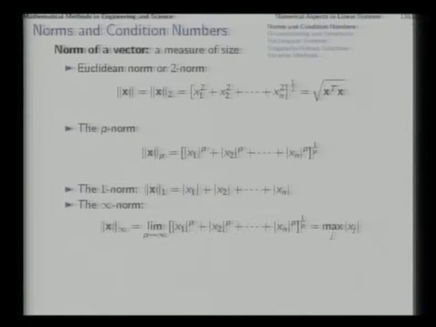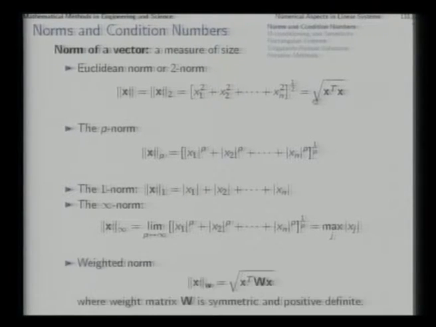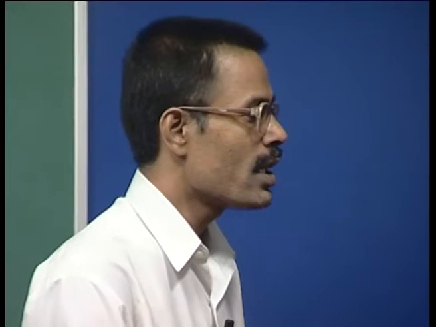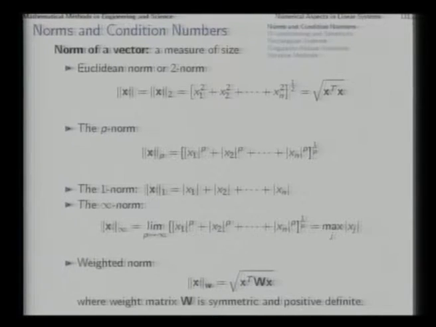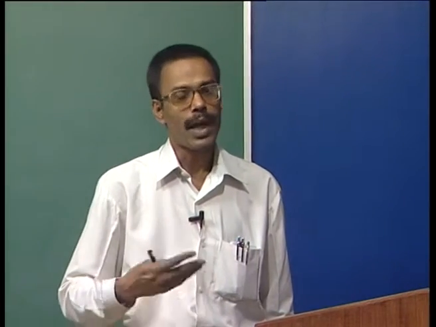Even in this ordinary Euclidean norm, you could define the norm not directly as square root of x transpose x, but through this relationship, where you say that this is the norm defined with respect to a weight matrix W, and you can represent it in this manner. The condition is that this weight matrix must be symmetric and positive definite, otherwise this function will fail to define a distance measure. Now, with these kind of definitions of norm of a vector, we can then proceed to define the norm of a matrix.